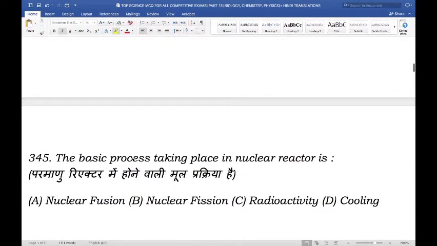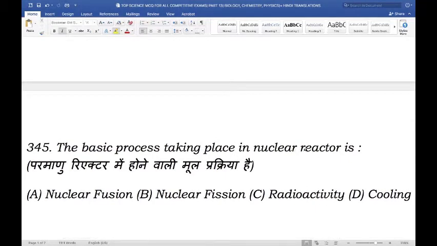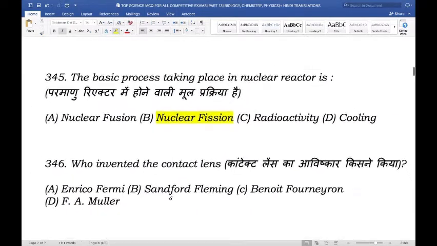Moving on. The basic process taking place in nuclear reactor is. So what is the process that is taking place in nuclear reactor? Is it nuclear fusion or nuclear fission, or is it radioactivity or cooling? So the basic process that takes place in a nuclear reactor is known as nuclear fission. The main job of a reactor is to house and control nuclear fission, which is the process where atoms split and release energy.